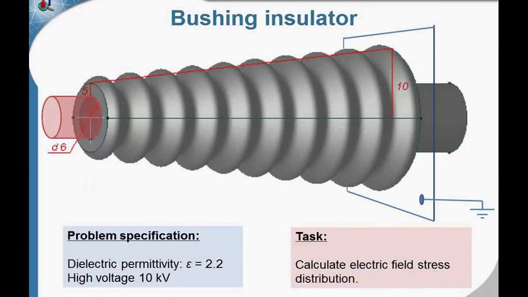A bushing insulator, shown in red, is used to insulate the conductor that carries the current at high potential from the grounded wall. In case we need to put the conductor through the wall, we use the bushing insulator. The insulator insulates the conductor from the grounded wall. Effectively, there is some electric stress distribution inside the insulator and along the insulator surface. And our task is to calculate the electric field stress distribution, find the weak places inside the insulator, and find the electric field distribution along the surface.